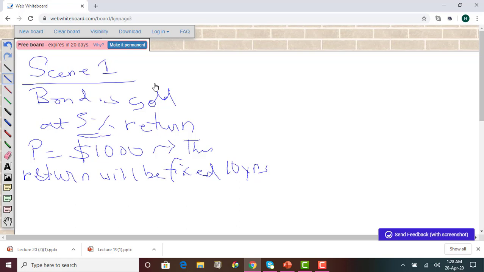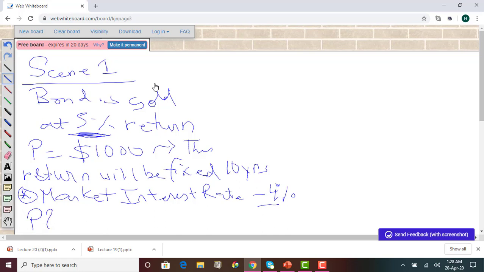Now my question will be, let's say the market interest rate goes down to 4%. Now the market interest rate is going down. Before, it was a 5% return because the market interest rate was 5%, so that's why we gave a 5% return. Now the market interest rate went down to 4%. So what will be the price of the bond? Okay, so that's my question. Now based on the relationship, the market price of the bond and the market interest rate are negatively related.